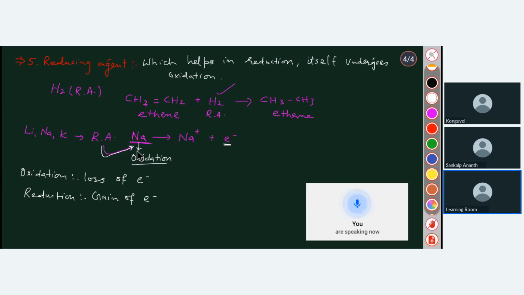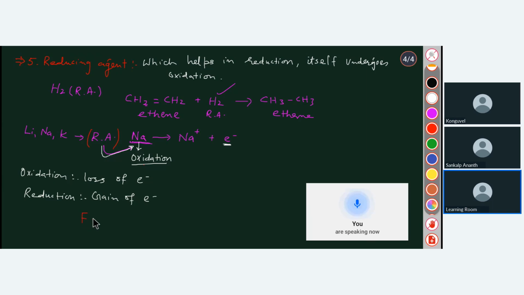This is important. Have you noted this down? I am again saying that if any element loses electrons, that means it has undergone oxidation. And if any element has undergone oxidation, that means it will act as a reducing agent. Okay, tell me here.